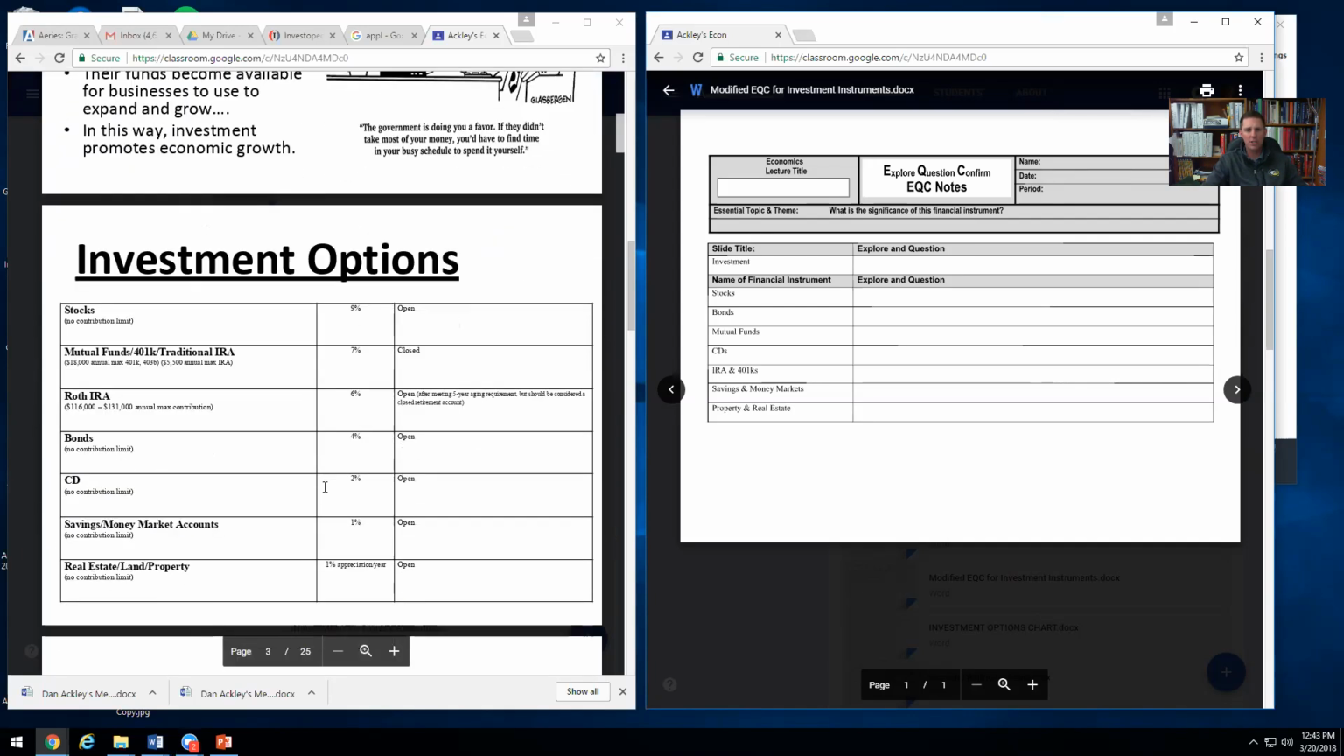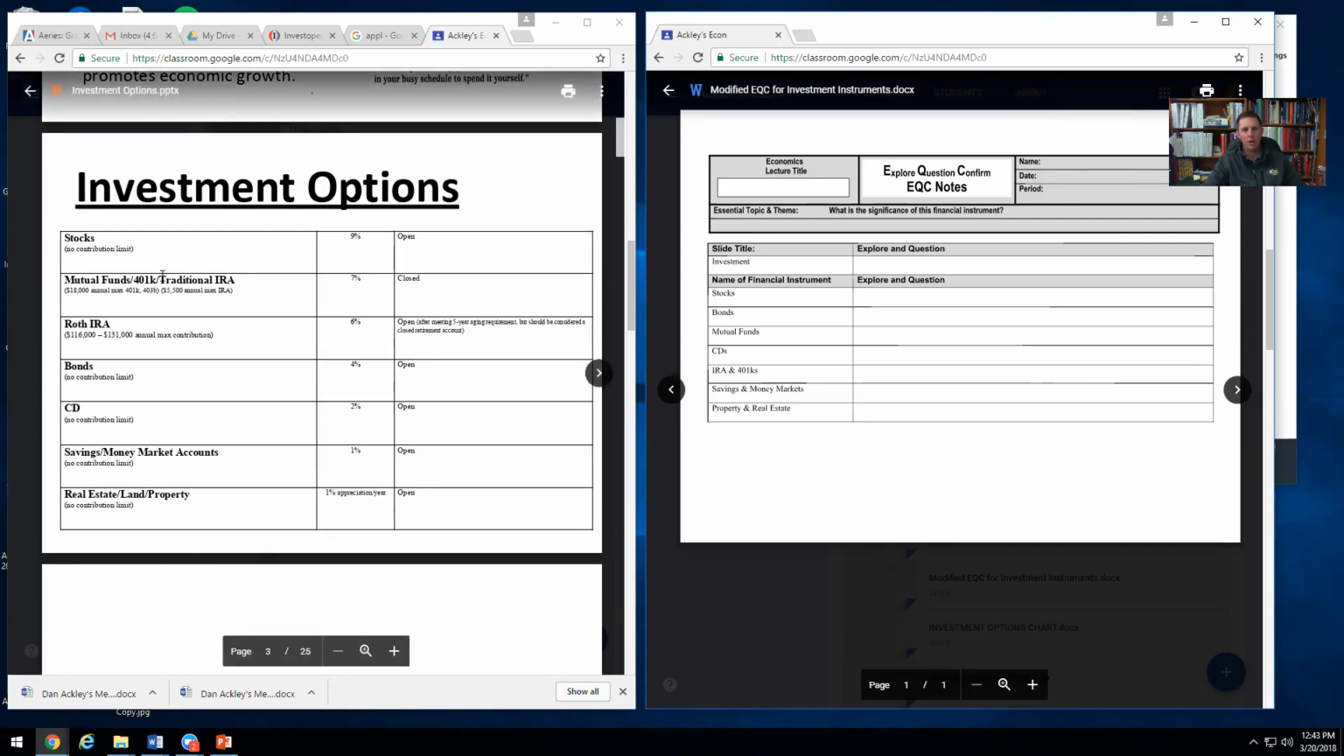So this is the next slide here. You don't have to take any notes on this, but these are the different investment options or instruments that we're going to unpack over the next few weeks. Stocks, mutual funds, IRAs, Roth and traditional 401ks, bonds, CDs, savings, all the way down to real estate and property.